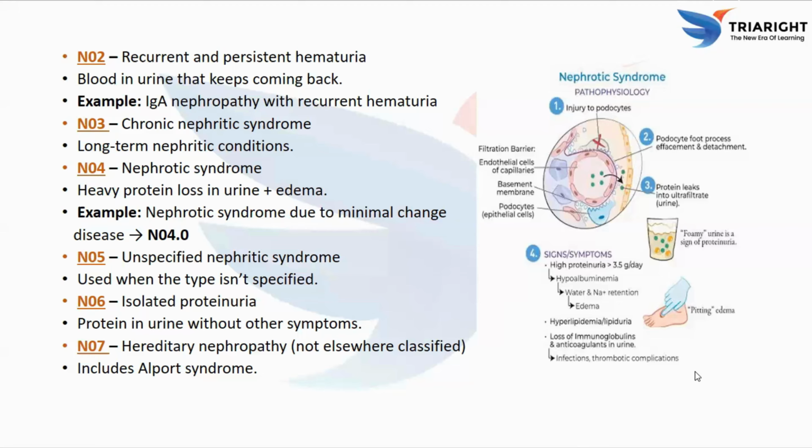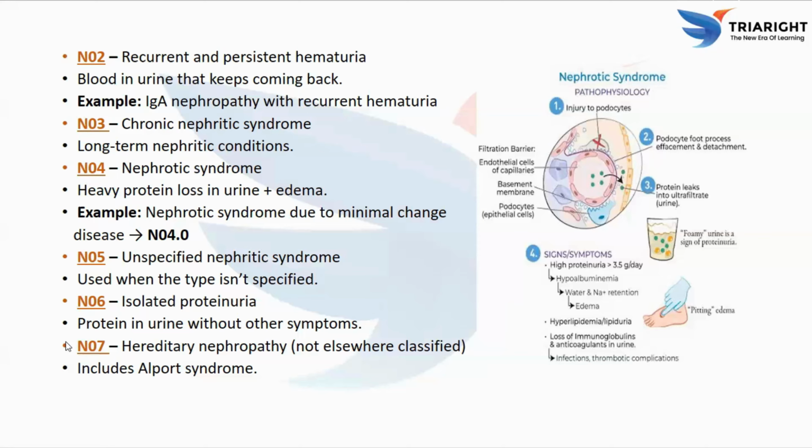Next is N05, unspecified nephritic syndrome. This is used when the doctor confirms nephritic syndrome but the cause or type is not specified, for example, early stage evaluation without biopsy results. Next is N06, isolated proteinuria. Only protein in urine is present, with no hematuria, no edema and no kidney failure. This is often found in athletic proteinuria and orthostatic proteinuria, which is posture related.